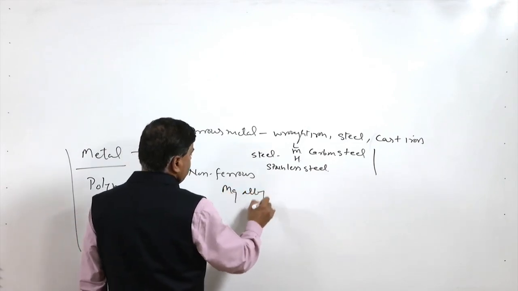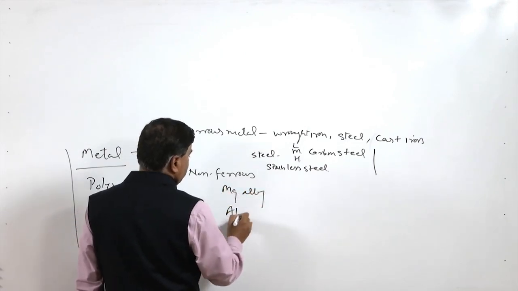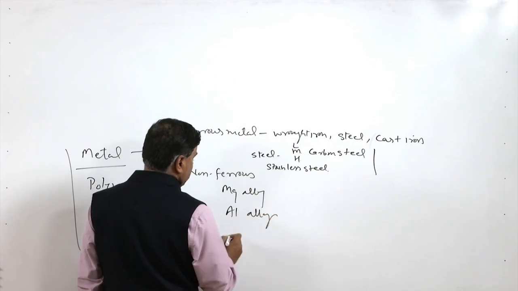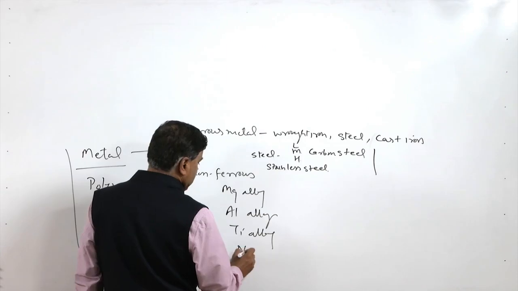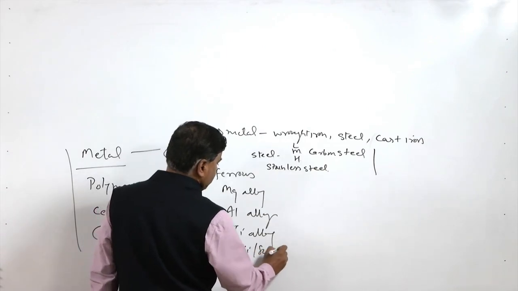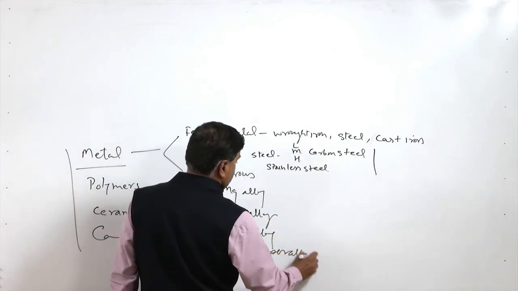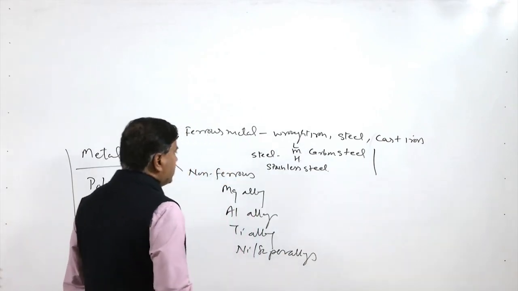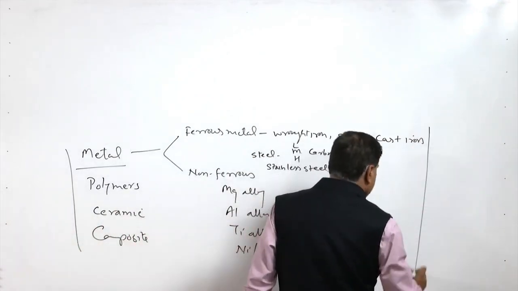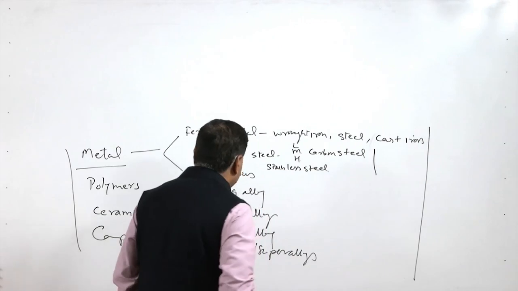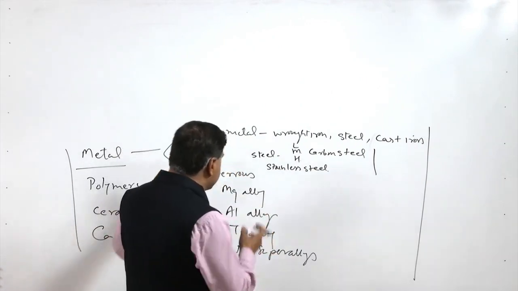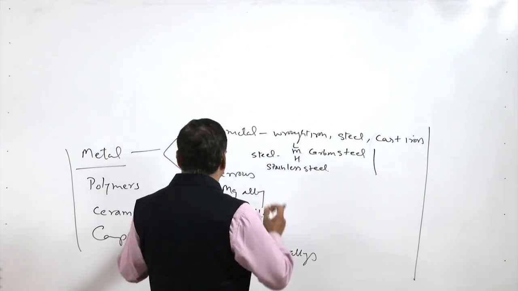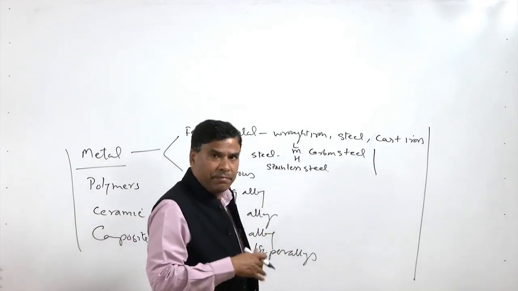And among the non-ferrous metals, what we have, like magnesium alloys, aluminum alloys, titanium alloys, nickel or super alloys. So, since there is a very wide range of the metal systems, and this list is very long, and in each category there are a number of the alloys.